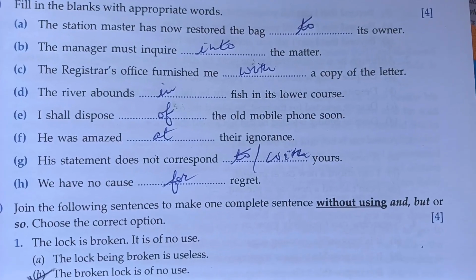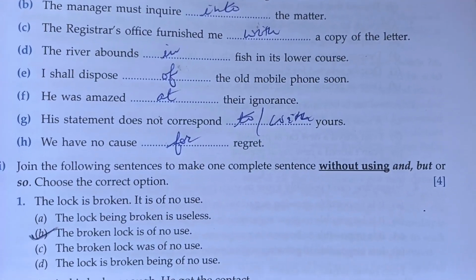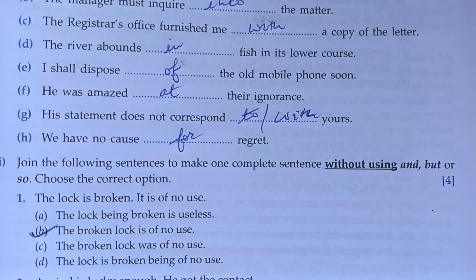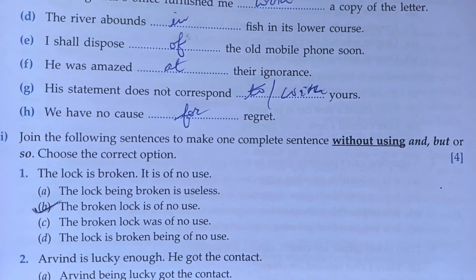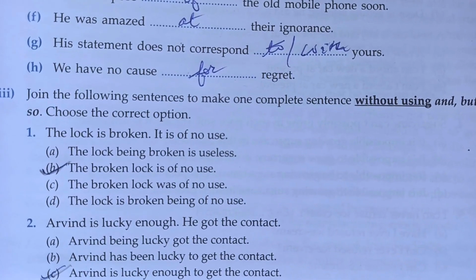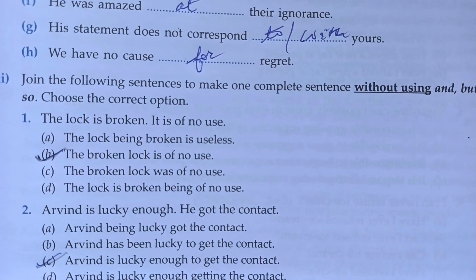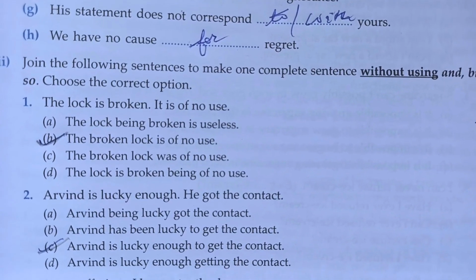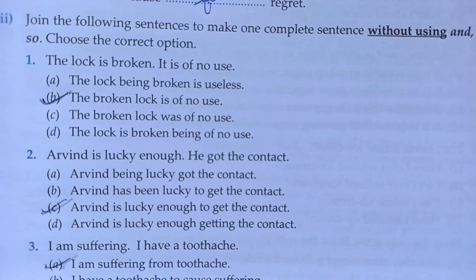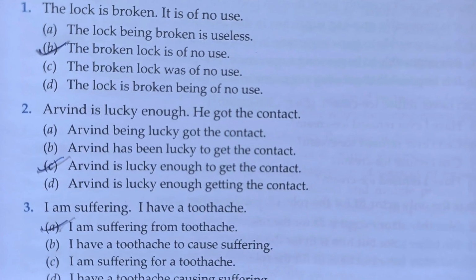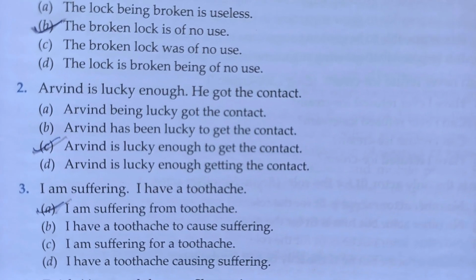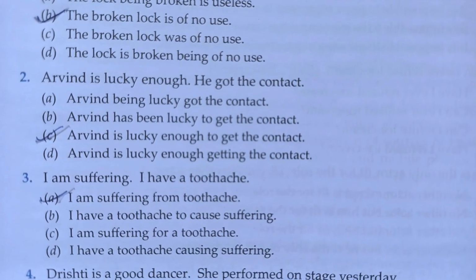It is of no use. So here the correct option is B. The broken lock is of no use. Second one, Arvind is lucky enough he got the contact. So the answer will be Arvind is lucky enough to get the contact. Number 3, I am suffering, I have a toothache. So here the correct option is A. I am suffering from toothache.